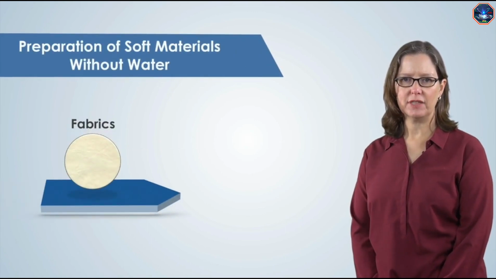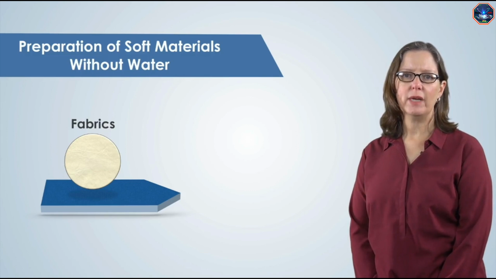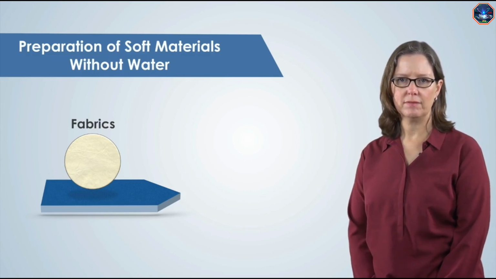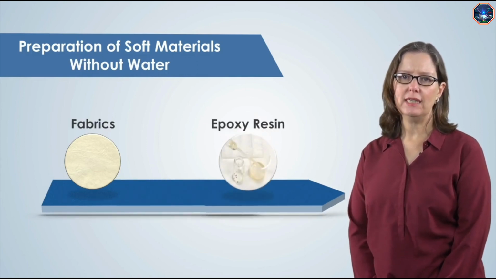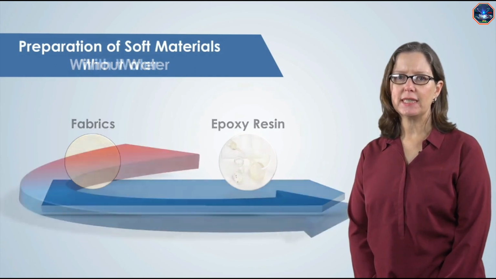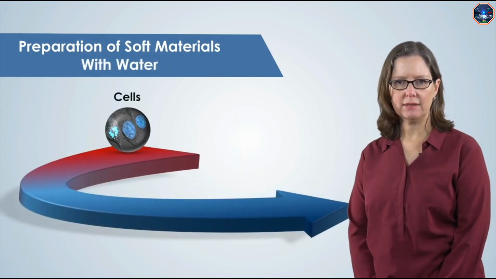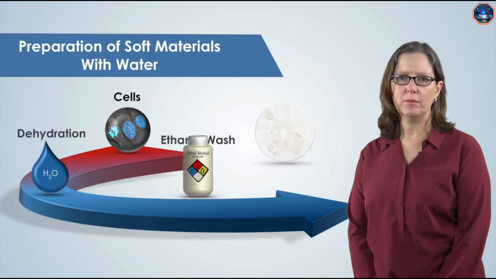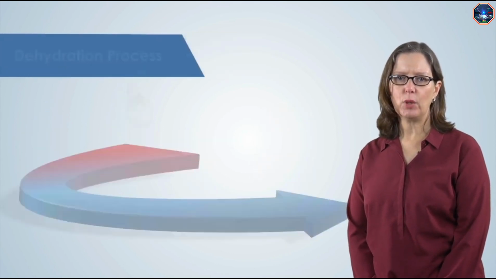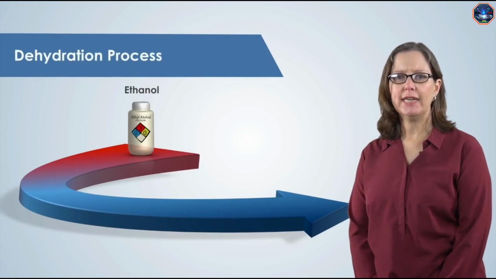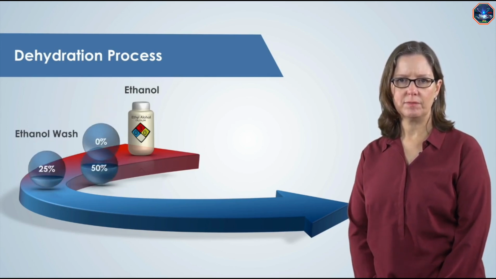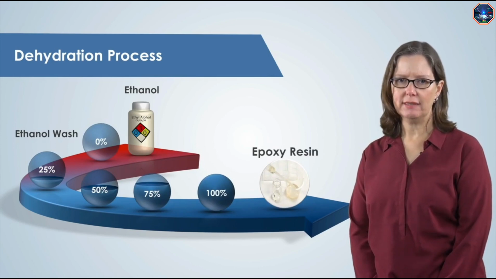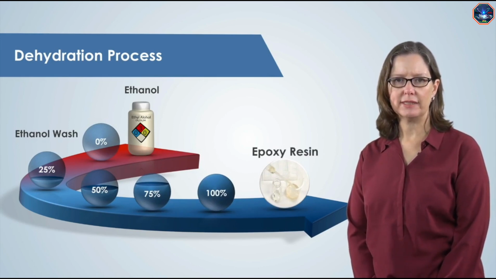Let's talk about preparing the soft samples to be imaged. There are a few different ways to prepare soft materials for imaging. One way to prepare them is to place them in an epoxy resin. The samples that do not contain water, like fabrics and paper, can be placed directly into the resin. Samples that contain water, like animal tissue or cells, must have the water removed before they can be placed in the resin. This process is called dehydration. To dehydrate the samples, we use a series of ethanol washes that replaces the water with the ethanol. Once we have reached 100% ethanol, we can place the samples into the resin.